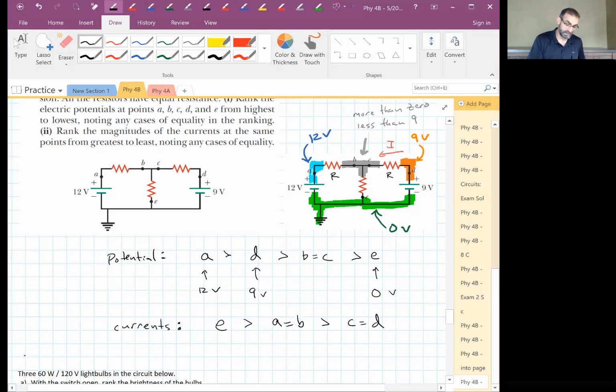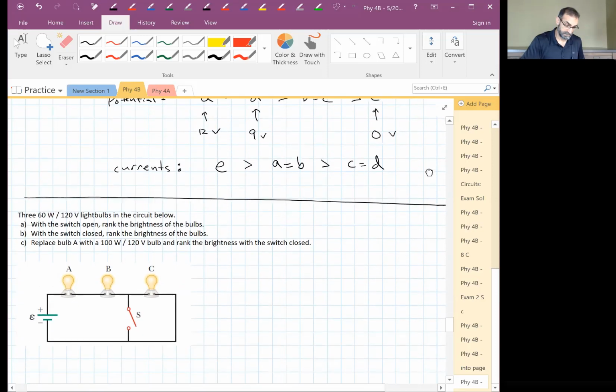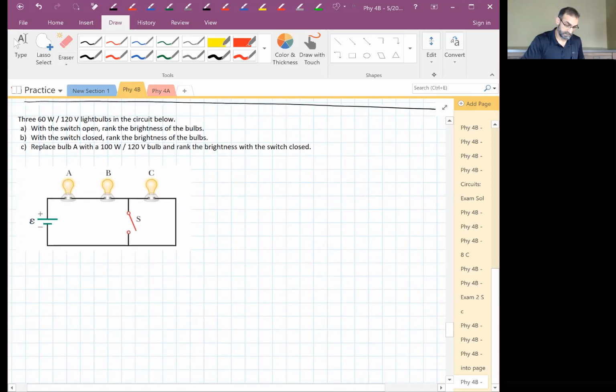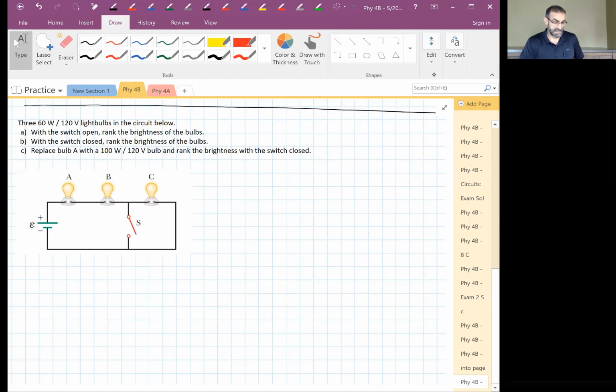Good. One more? Three 60-watt, 120-volt light bulbs are in this circuit. When the switch is open, rank the brightness of the bulbs. They are all the same. Right? They're identical light bulbs. They all have the same resistance. They all get the same current, power.